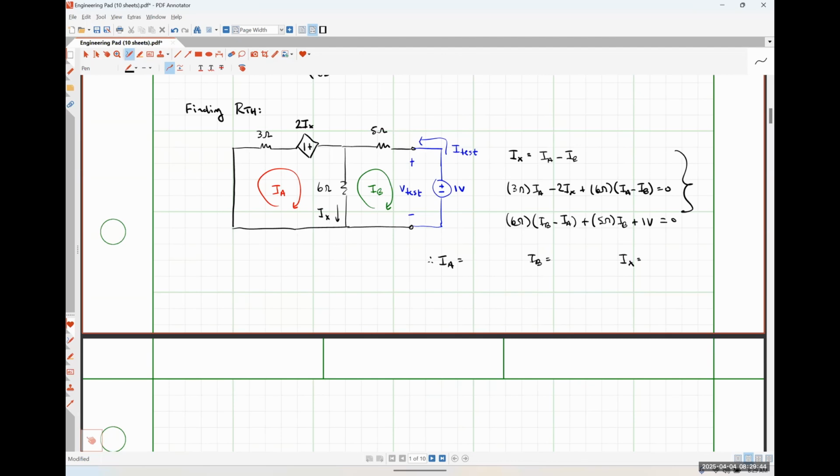And so when I solve this system, I get IA to be -4 over 53 amps, IB is -7 over 53 amps, and IX is equal to +3 over 53 amps. So what is, sorry, not my Norton current, what is my test current going to be in this system?